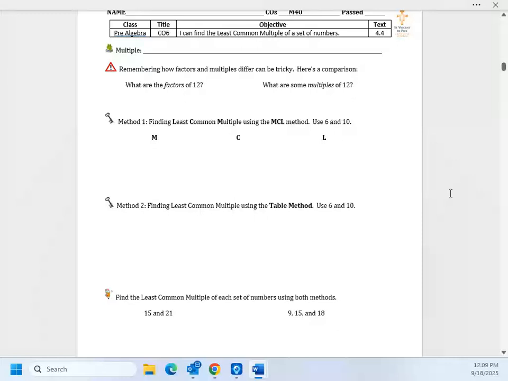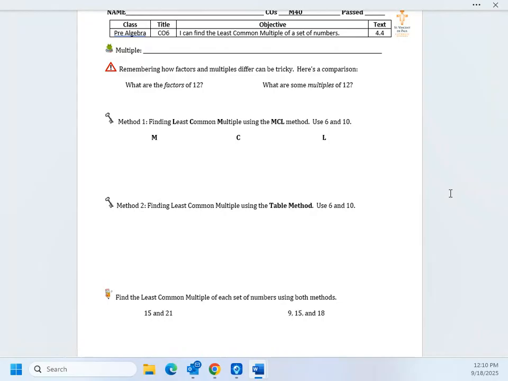Good afternoon. We are doing our last objective of Unit 1 today. This is CO6. I can find the least common multiple of a set of numbers. So a couple of objectives ago, we did the greatest common factor. Very different than least common multiple.